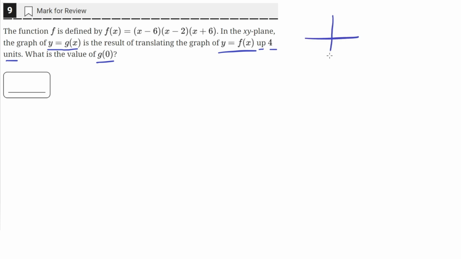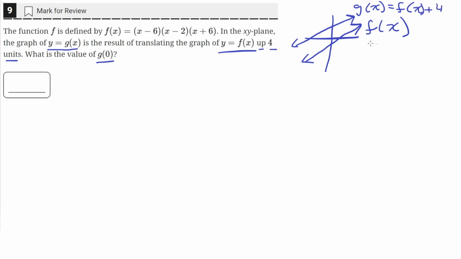So say f of x was some kind of line that looked like this in the xy plane, then g of x would just be the line translated up 4 units. So every point on f of x would just be translated up. So g of x, the translated graph, would just be equal to f of x plus 4. Since everything is being translated up by 4 units, all the y values, the g of x values, would be 4 units more. So we can apply that same logic to this f of x.